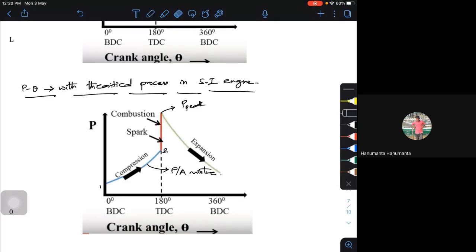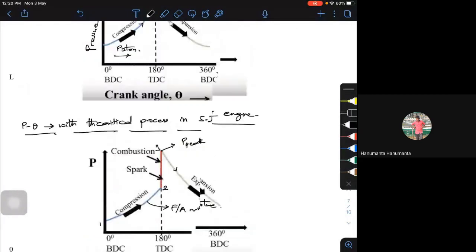Roughly, as I told, it may reach around 25 to 30 bar. Here I may have a pressure of around 12 or 14 bar at point 2. It may reach point 3, where it will reach a very high peak pressure at the end of the combustion. The burnt gases are complete, the combustion is complete. Once the combustion is complete, the expansion of the burnt gases will push the piston down, and the expansion process takes place. This is theoretically what's happening in an engine.